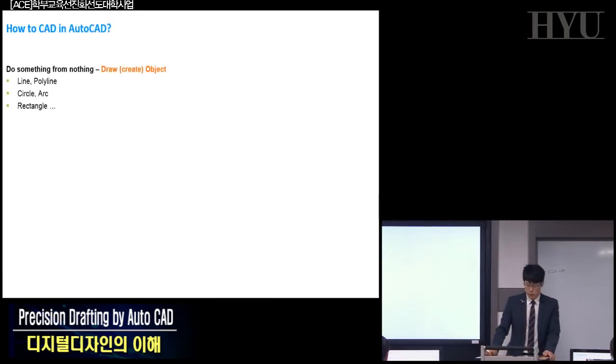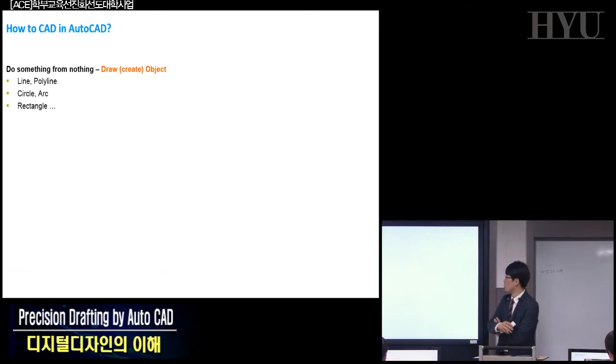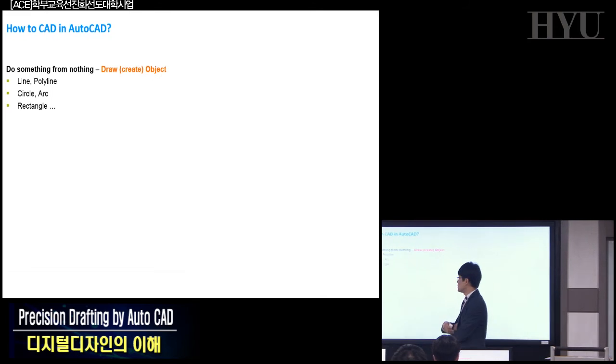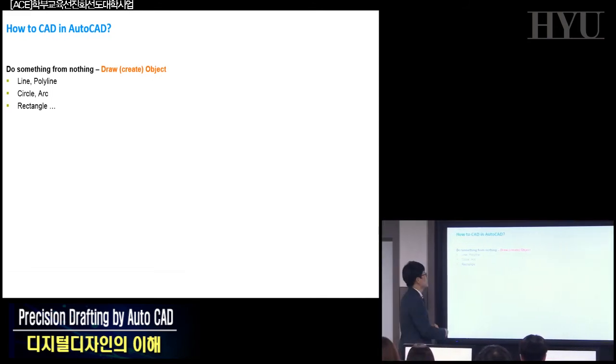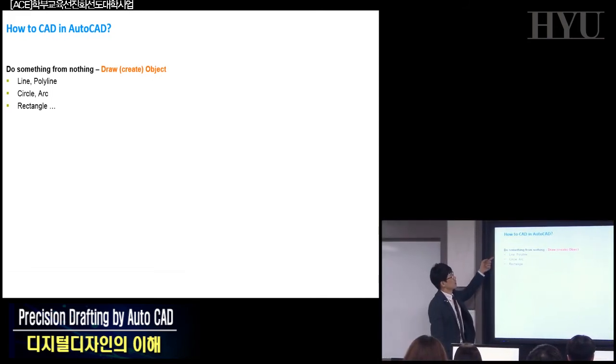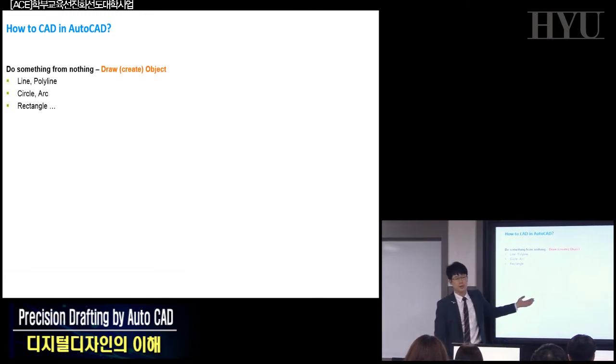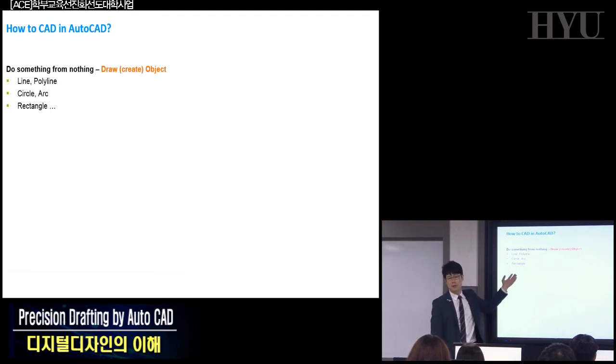How to CAD in AutoCAD? I mean, how to draw by using AutoCAD? Very intuitive and easy. Let's take a look at how to CAD in AutoCAD. The first thing: do something from nothing, okay? Draw or create an object from scratch, from nothing. Those are commands or some geometric shapes.